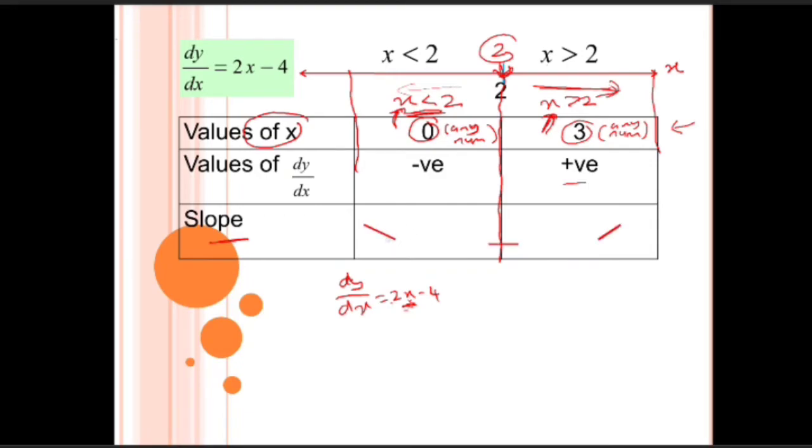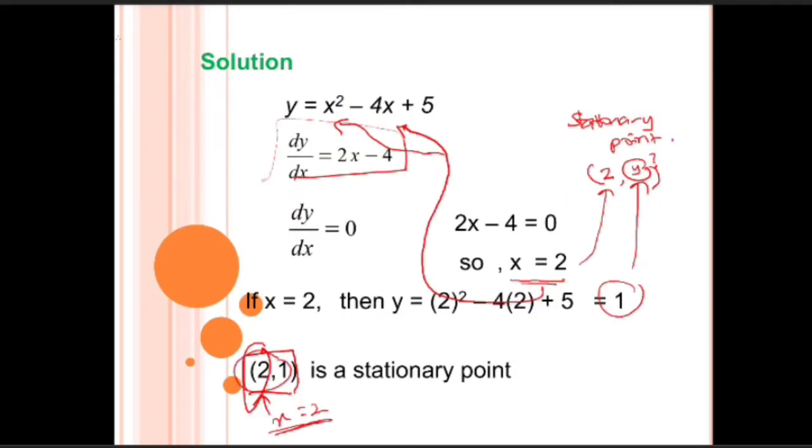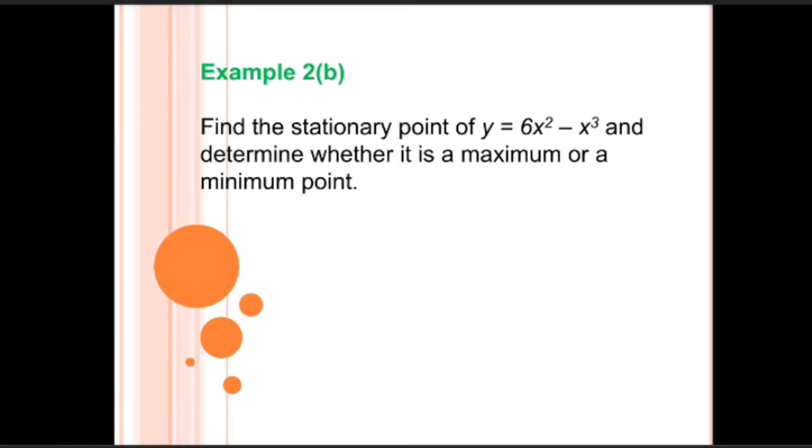And then connect these two lines. And what you see is it a maximum or minimum point? Well, it is actually a minimum point. So write your conclusion. Now, the stationary point that we are looking at is the point (2, 1). So write your conclusion. The coordinate (2, 1) is a minimum point. And you're done. Now, one more example.